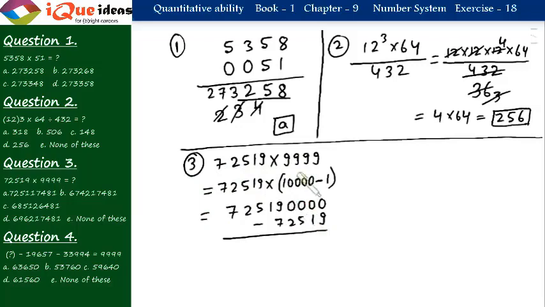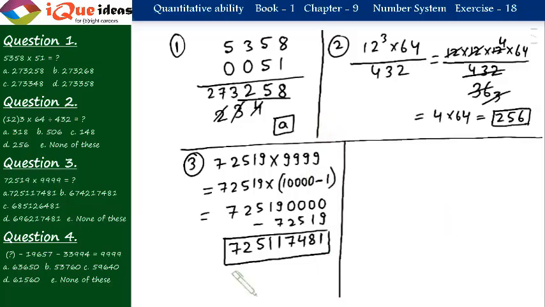So if you subtract, you get 10 minus 9 is 1, 9 minus 1 is 8, 9 minus 5 is 4, 9 minus 2 is 7. This 9 becomes 8 minus 7, that is 1, and this 1 remains 1, and then 5, and then 2, and then 7. So our answer to the question is 725117481, which is option number A. Alright. Now let's come to question number 4.